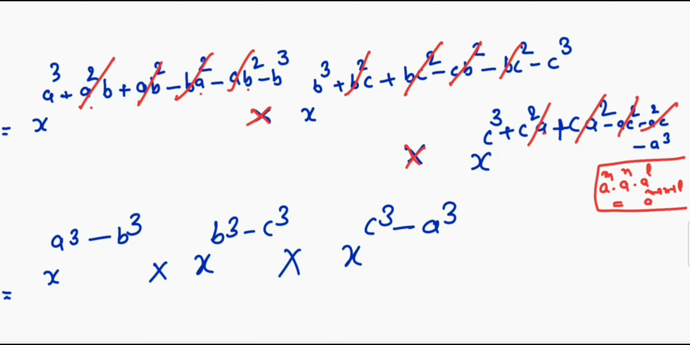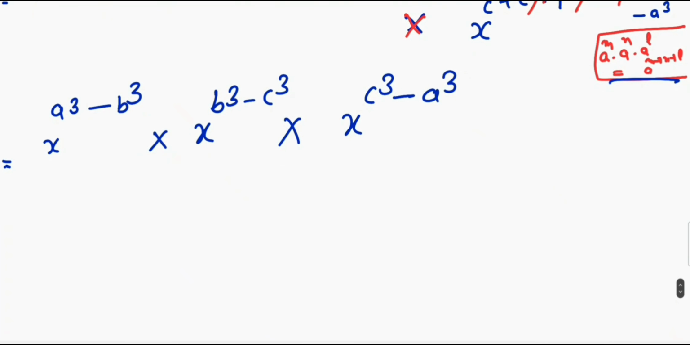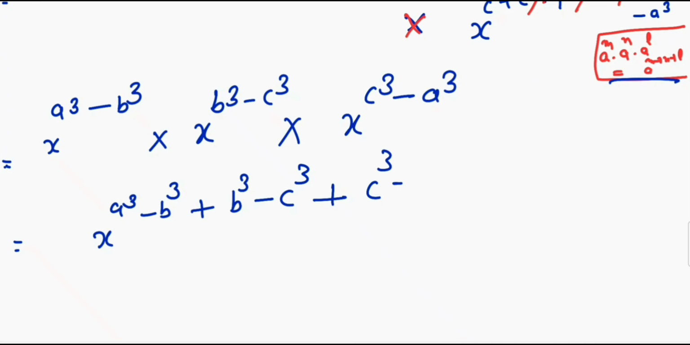So now I will apply this formula. This will become x raised to power a³ − b³ + b³ − c³ + c³ − a³. So it will become, I can cancel this a³ with this negative a³, this is negative b³ and this is positive b³, this is negative c³ and this is positive. So after doing this I will get 0.